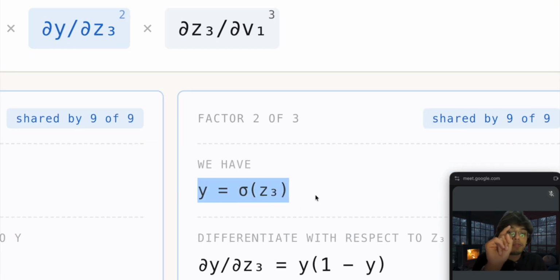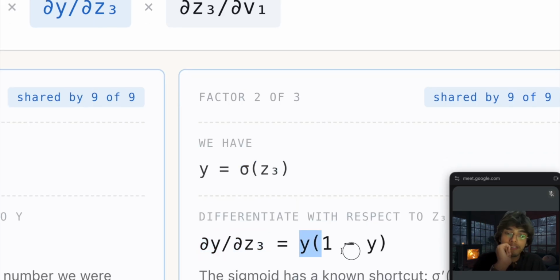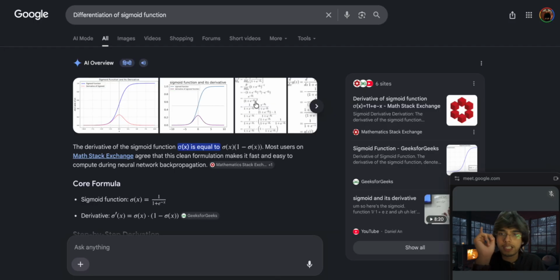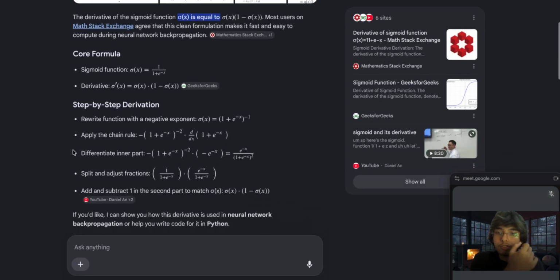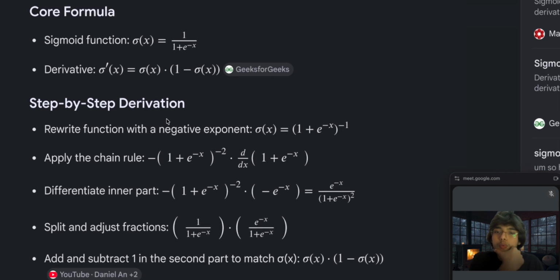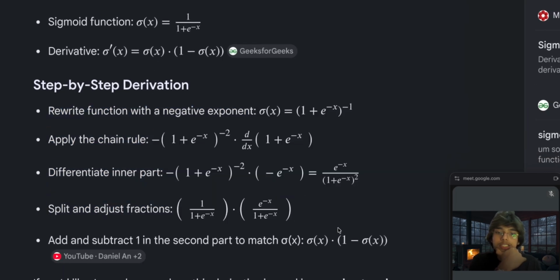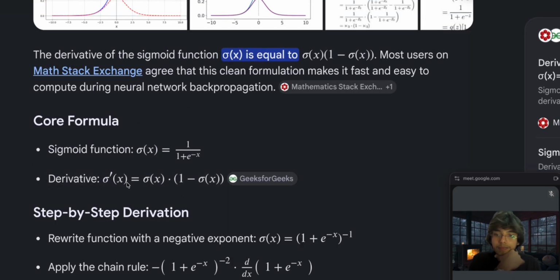This is the equation between Z3 and Y. We have to differentiate Y with respect to Z3. And we get this. How did we get this? So let's go to the differentiation of the sigmoid function. I just Googled it. And basically we'll have to apply chain rule here as well, right? And I guess we can use the division rule and all of that. Yeah, it's a simple one. So you can follow the steps here, which ultimately gives us this as the answer.